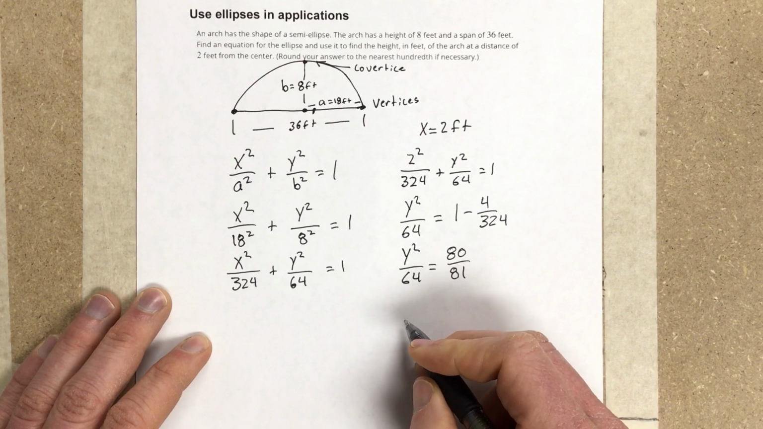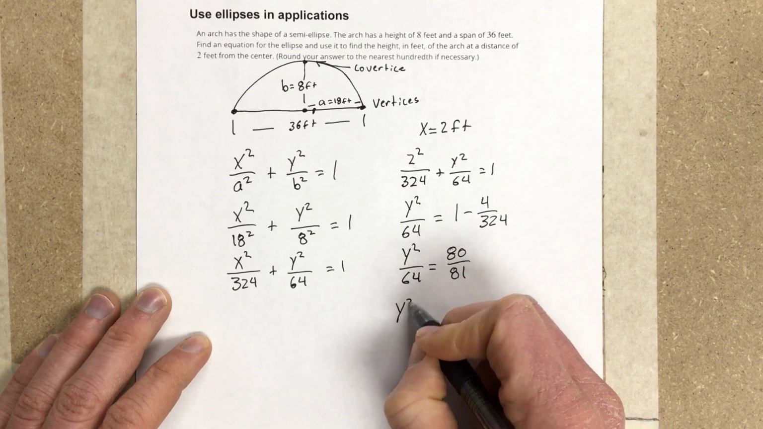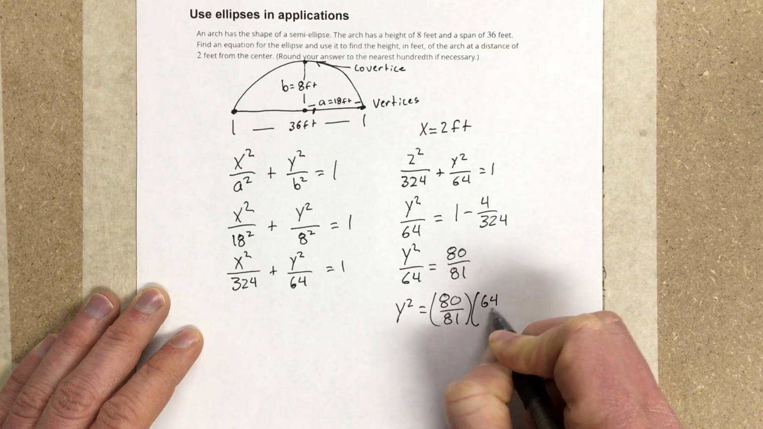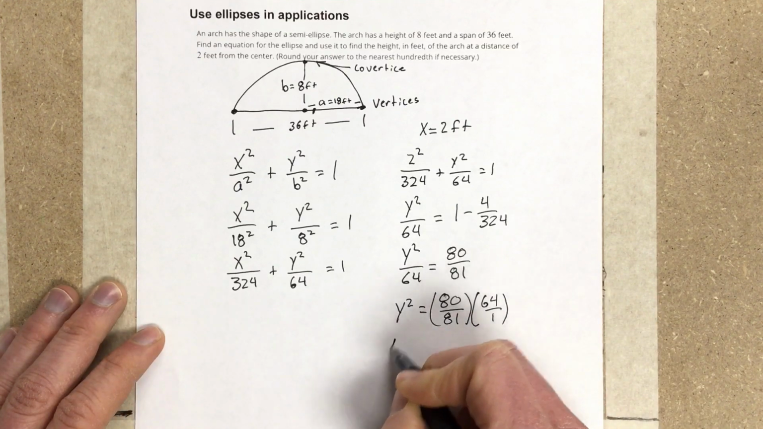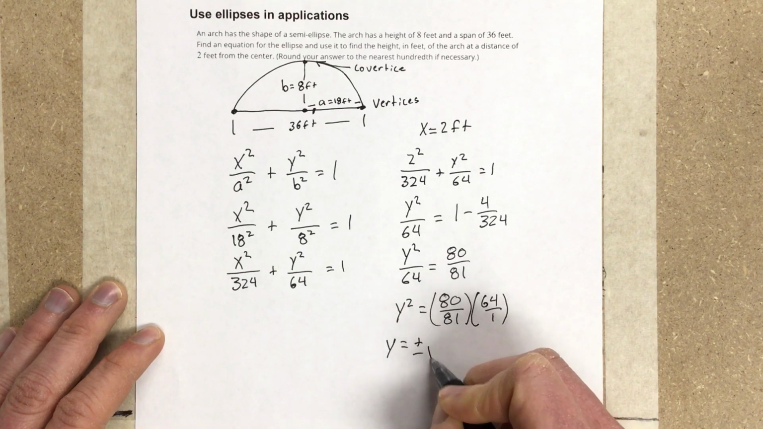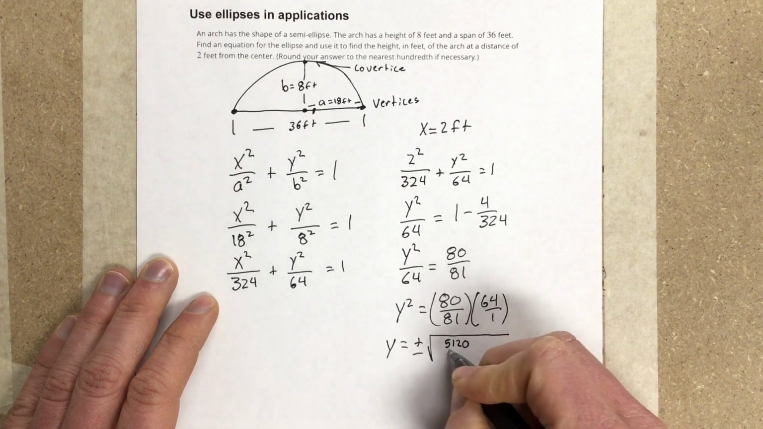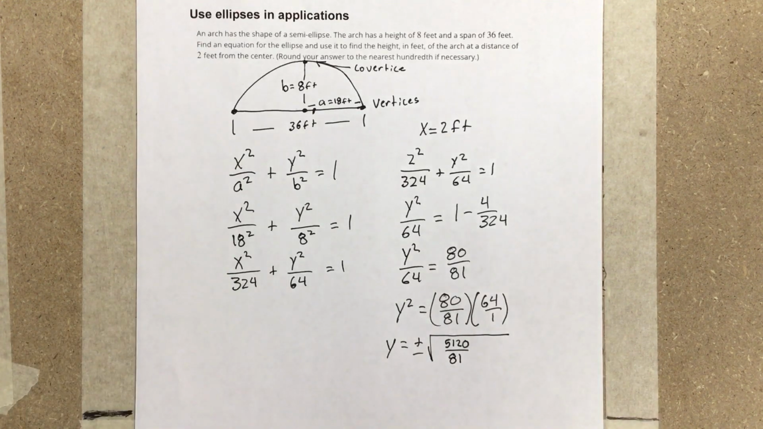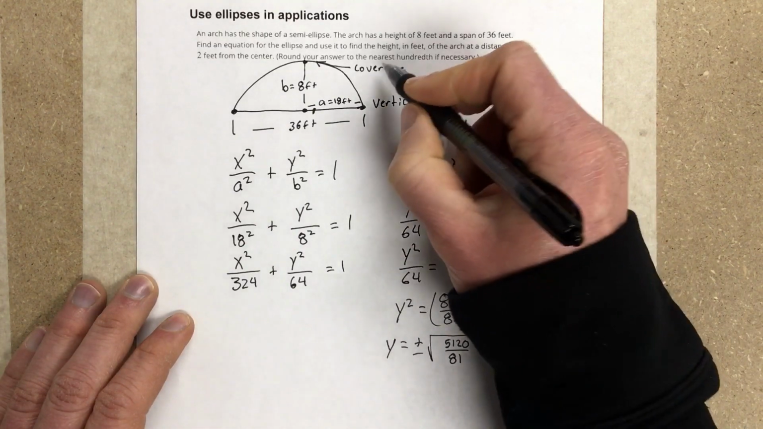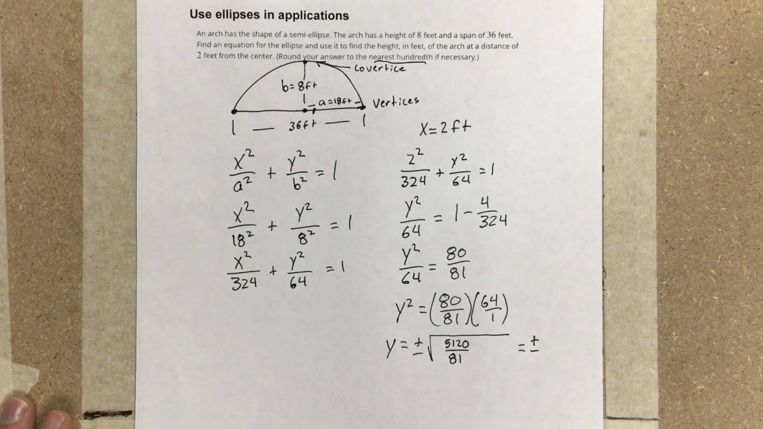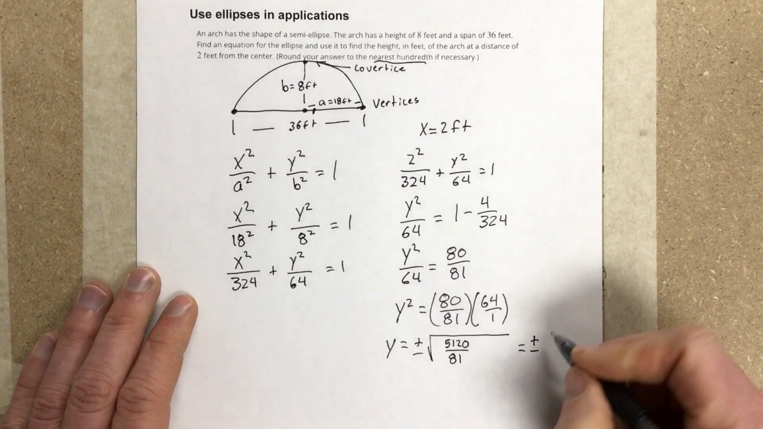Now I'm going to multiply by 64 on each side. When I do that, I end up with y squared is equal to 80 over 81 times 64 over 1. Then I'm going to take the square root of that. So I get y is equal to plus and minus the square root of, let's do 80 times 64 divided by 81, and we get 5,120 over 81. Because I think they say round to the nearest hundredth, that's equal to plus and minus the square root of this number, and we get 7.95.